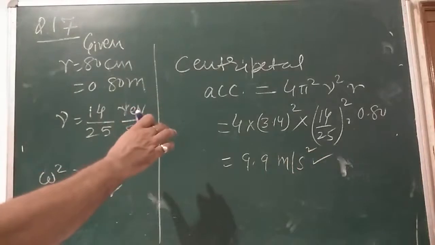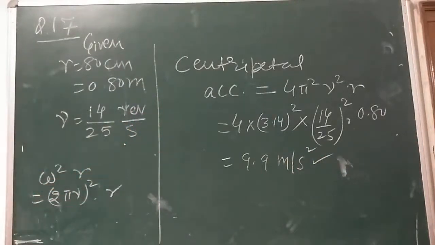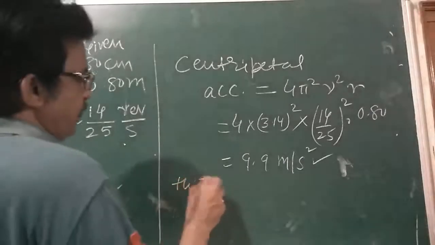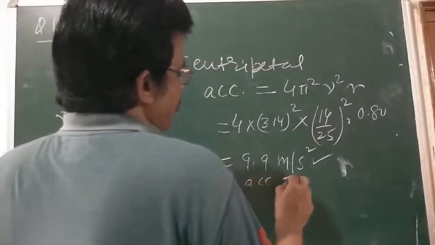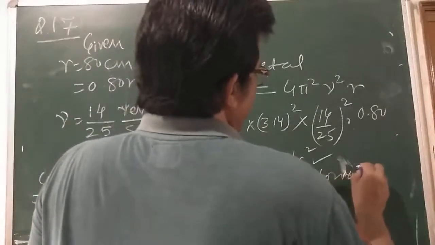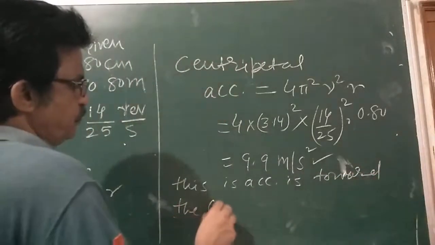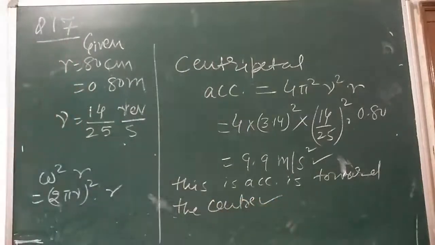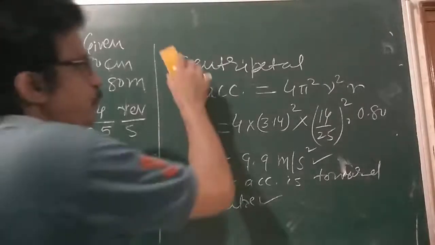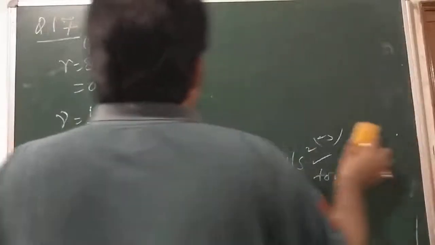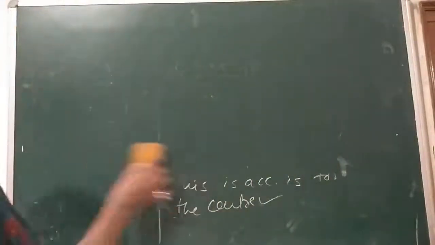At every point, the acceleration is along the radius and towards the center. This acceleration is towards the center. Is it clear? Write down. Yes, children, now we are going to see some more numericals of this chapter. It totally depends on you how much practice you do to solve the questions.